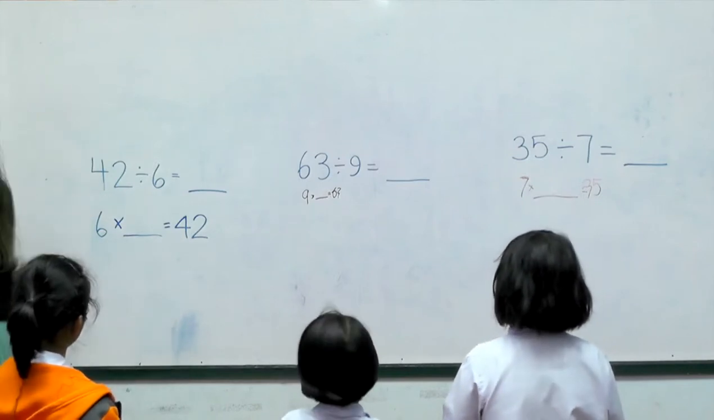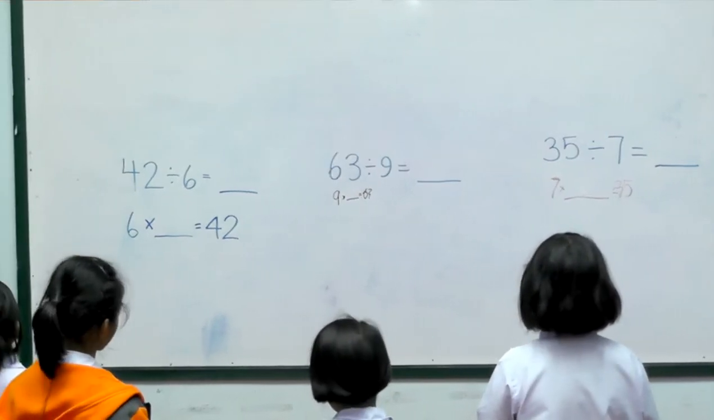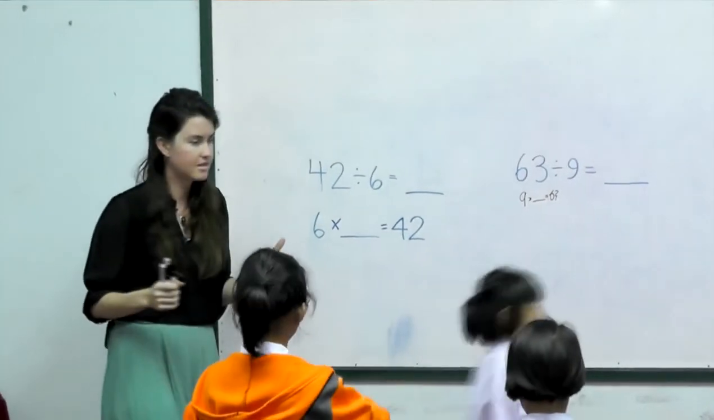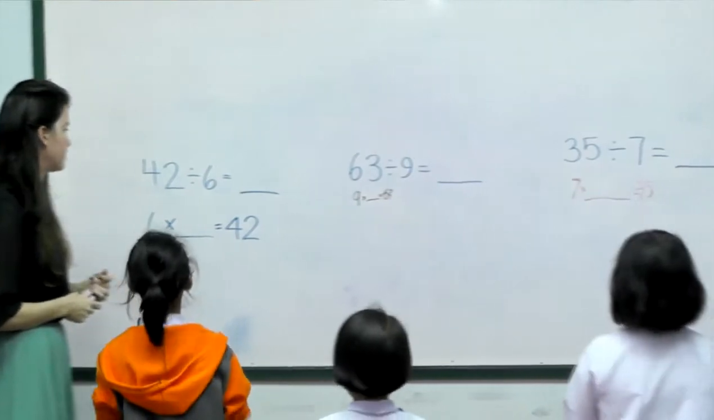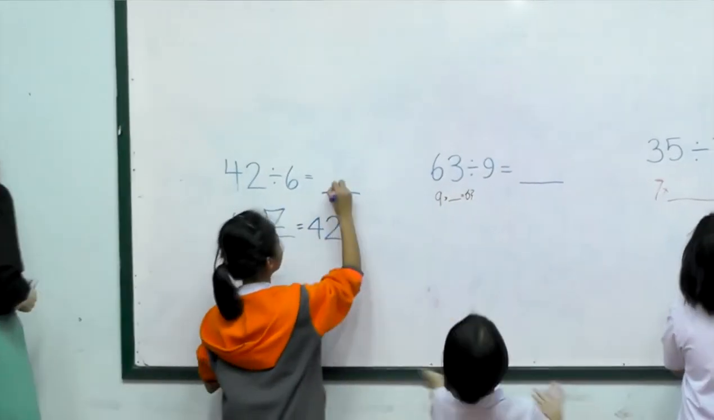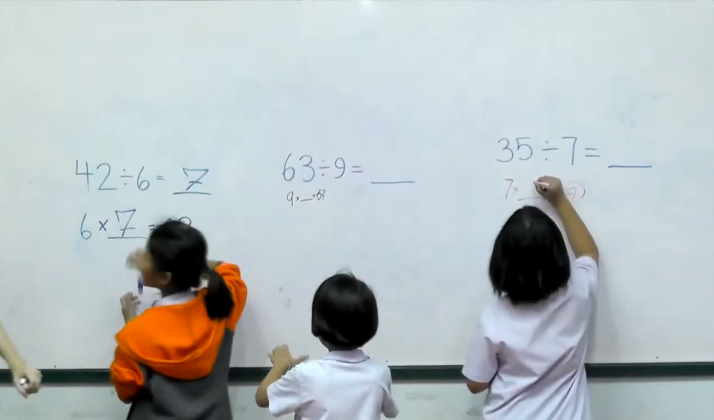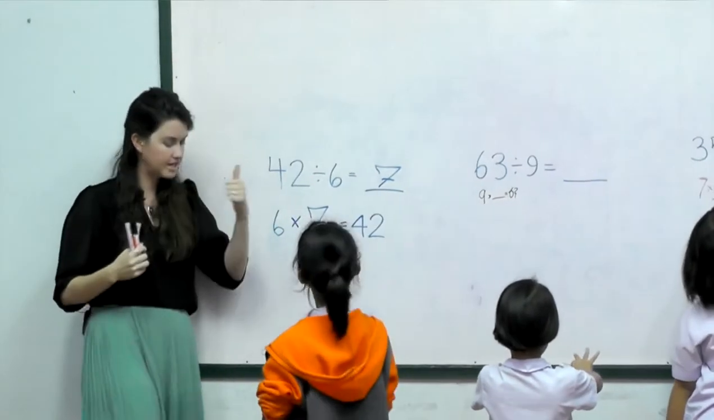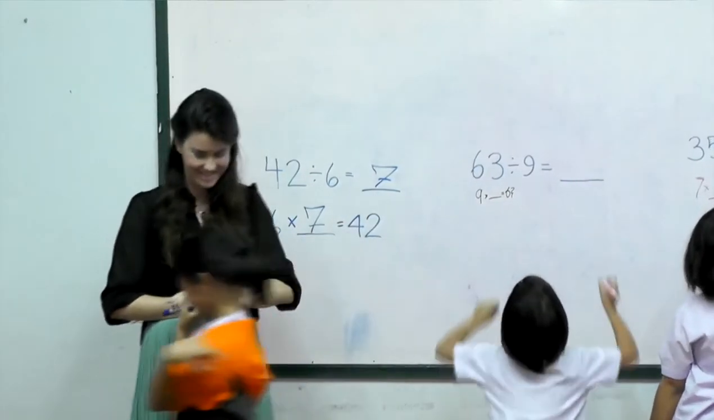42 divided by 6. Blank. Equals what? Blank. 6 times blank equals 42. Very nice. Okay, girls. Got our answers for us? Great job. What's our missing number? 7. Very nice. Good work. Great job.